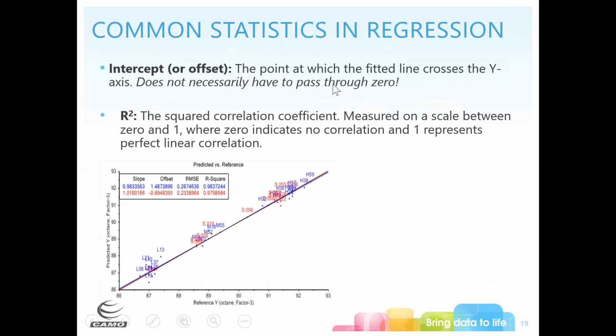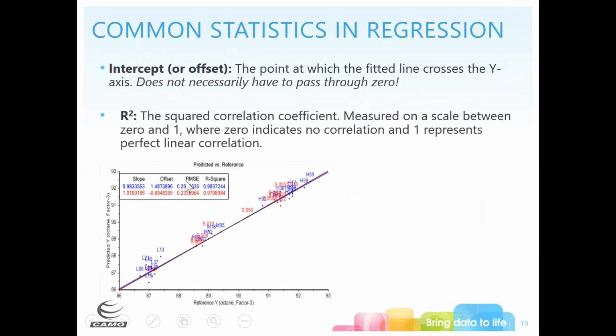Again, we look at intercept, which I talked about. That is just where your fitted line crosses the y-axis. Again, it does not necessarily have to pass through zero. We do look a little bit at our r squared. It's not as important as many people think it is. You can have a really good error measurement and not a really great r squared. And what really matters in your regression is how well it predicts in the future. So your RMSEs are really your more important factors.